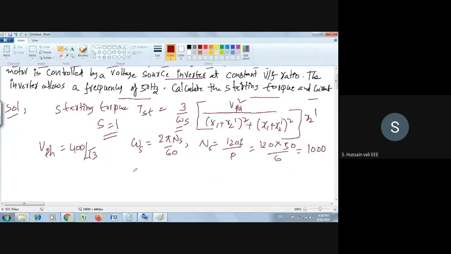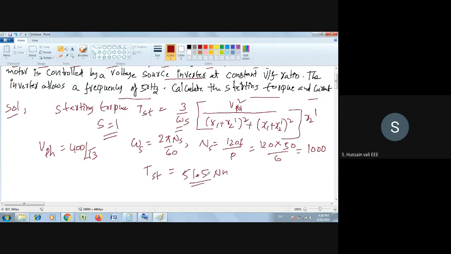I will write the answer here. T_ST, when you substitute all these things, becomes 51.5 newton meter. Please check yourself whether this is correct or not. Only thing is that you substitute everything you know there.